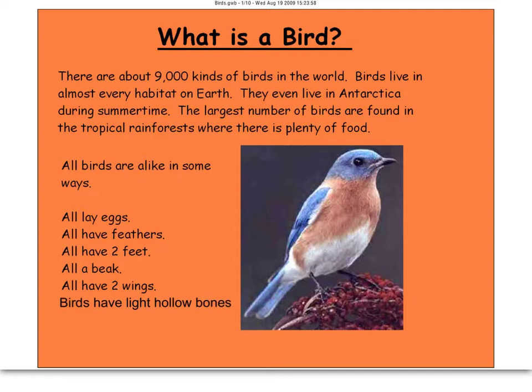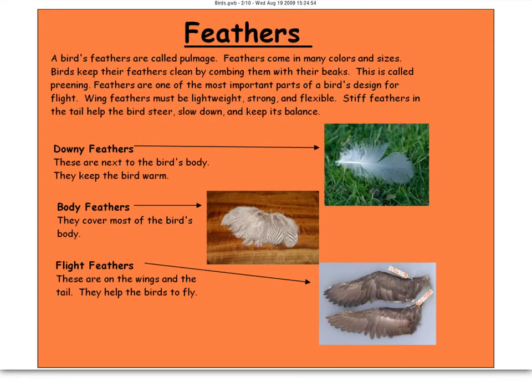So let's talk a little bit more about birds. Feathers, and you will see this on your quiz, so make sure you pay attention to this. Bird feathers are called its plumage. Feathers are different colors, different sizes. They keep the feathers clean by combing their beaks, so if you can imagine them ducking their neck down and their beak into their feathers and just kind of combing it. That's how they clean them. That's called preening.